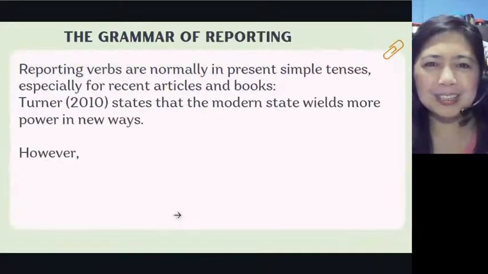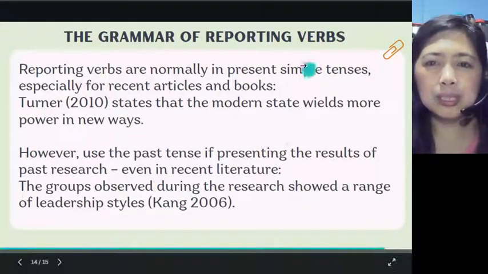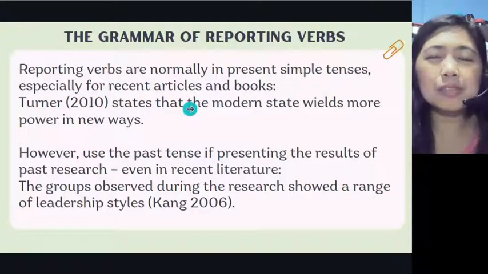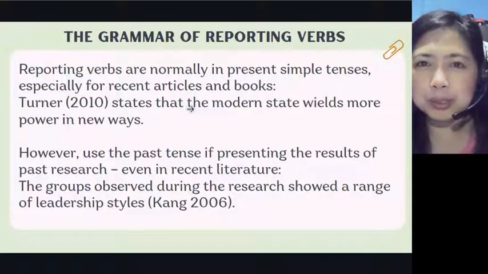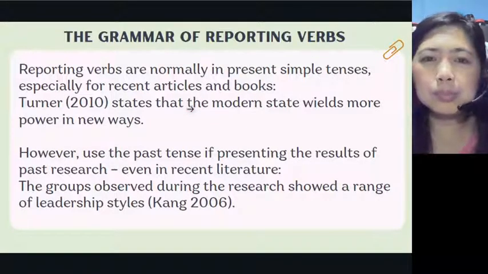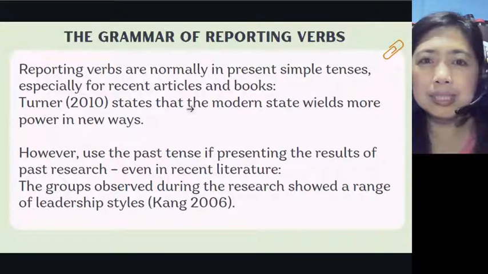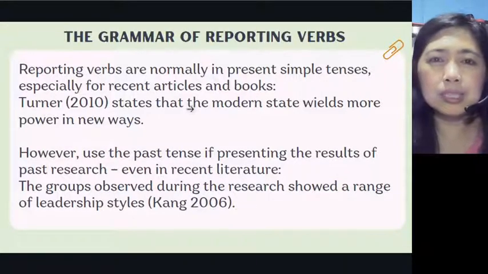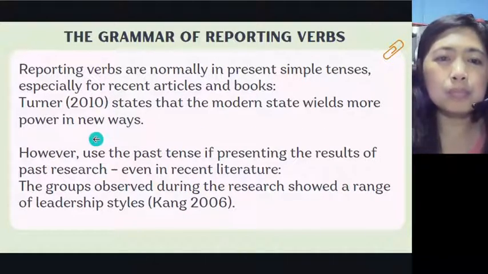Okay, so here, reporting verbs are normally in present simple tense, especially for recent articles and books. So usually if you use present simple tense in your reporting verbs, it is for articles or books that are used recently. Example here: Turner 2010 states that the modern state wields more power in new ways.